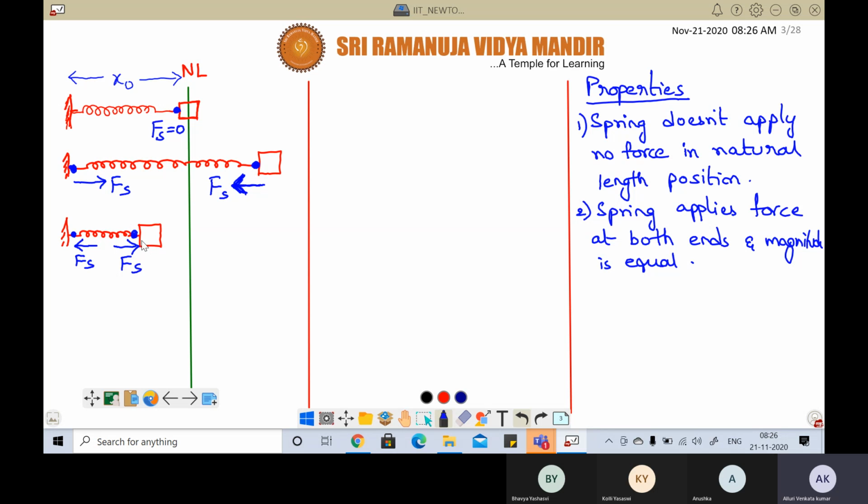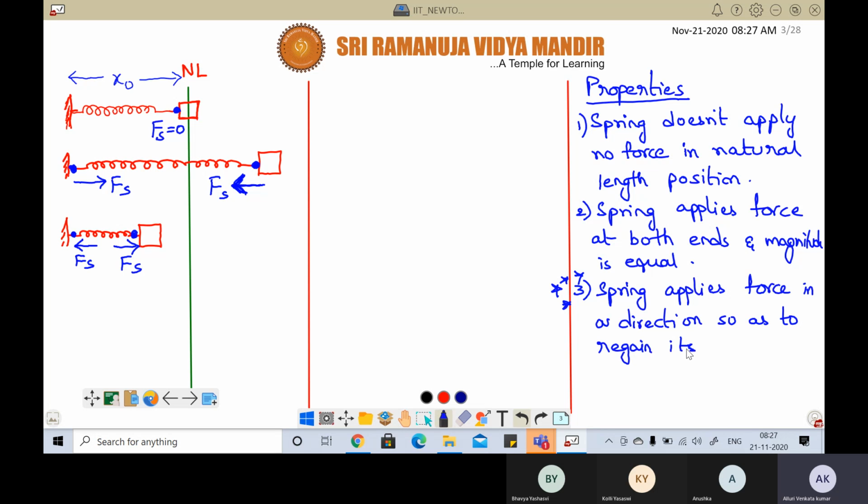One way is just by common sense. When you elongate and leave it, it will move this side. So by that visualization you can say, and when you compress it like this and then leave it, it will move this side. Like that you can visualize. Otherwise, if you want to know the direction of spring force, this is a very, very important property. Spring applies force in a direction so as to regain its natural length.